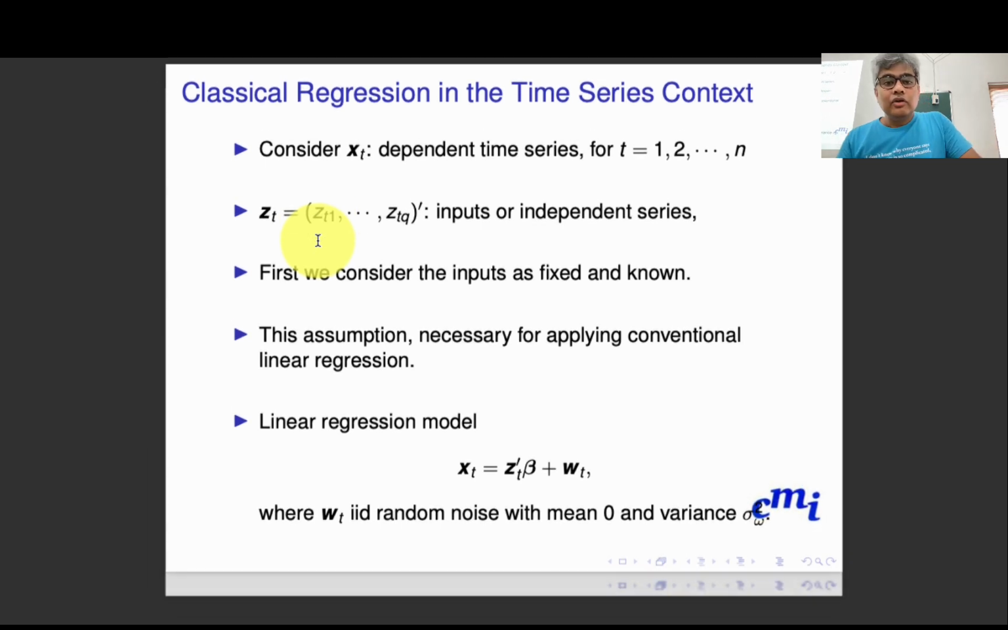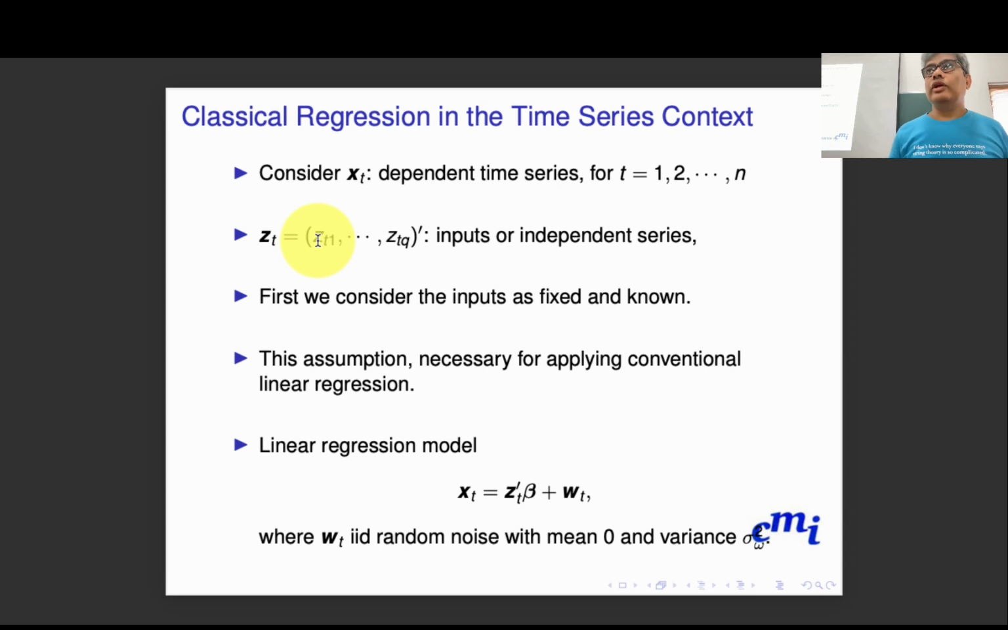And we consider it as an input. This input is fixed and known. Not necessarily always will it be fixed and known; it could be stochastic also. For the time being, you consider it as fixed and known. And then you can set it up as xt equal to zt transpose beta plus omega t, where omega t is IID random noise with mean 0 and variance sigma w square.